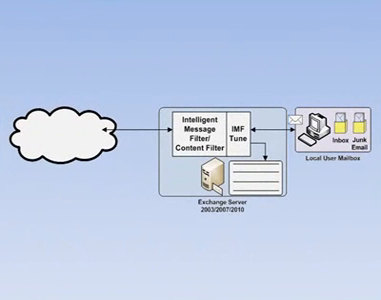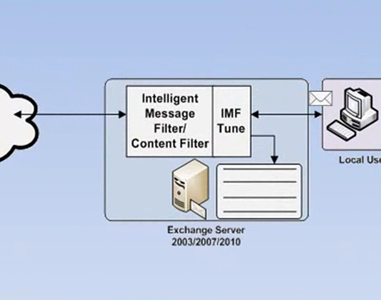IMF Tune looks at the emails being exchanged between local users and foreign contacts. In this manner, it identifies foreign contacts with which your organization exchanges emails. Once discovered, the foreign contact address is saved to the whitelist together with the date when this was discovered.